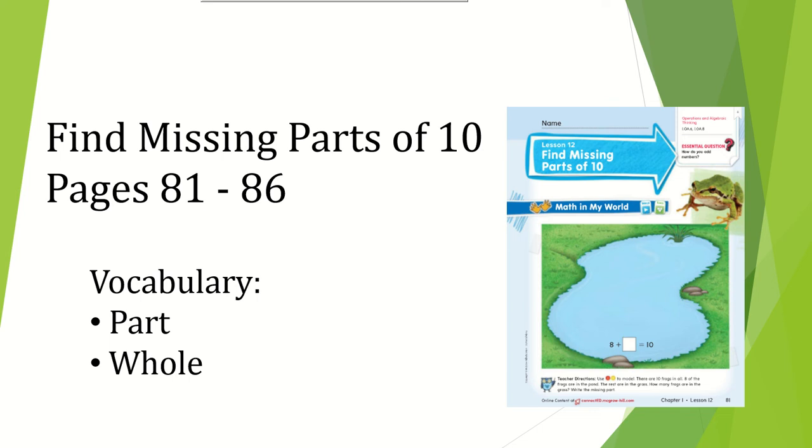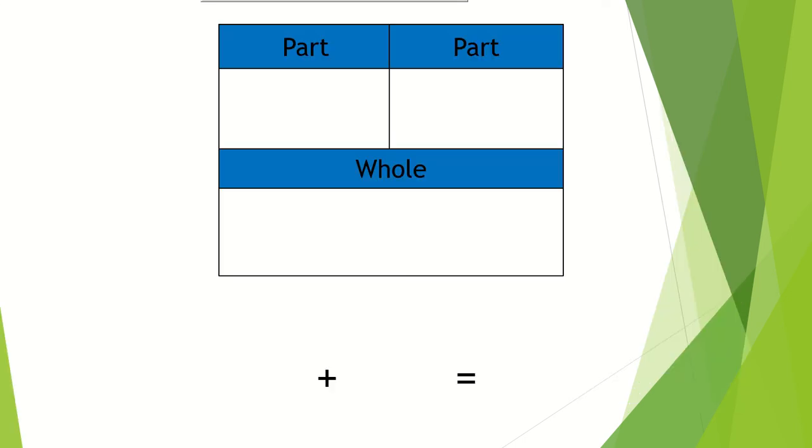A couple things today for vocabulary. You guys are learning part and whole, because we're going to be introducing our part-whole maps. If you've already done that, awesome. If not, here we go. So this is what we have. This is called our part-whole map. We've got one part here, one part here, and we've got the whole thing right here.